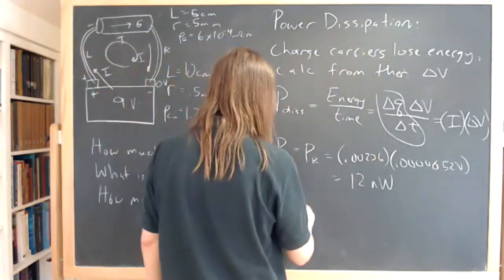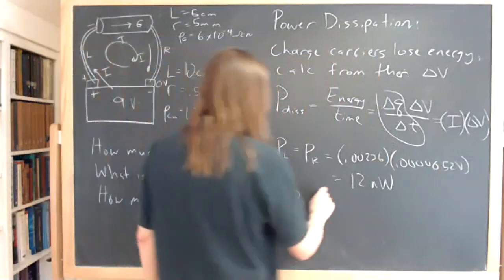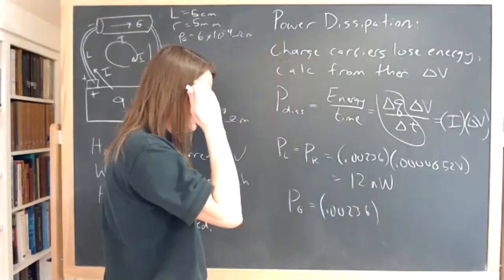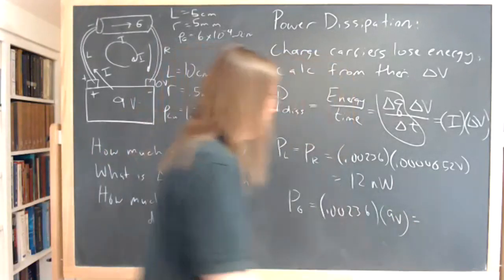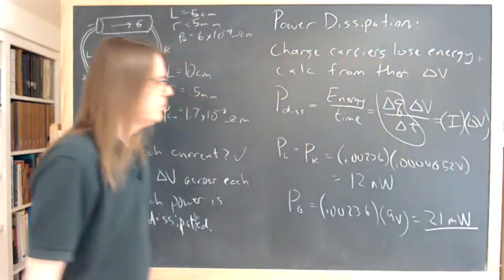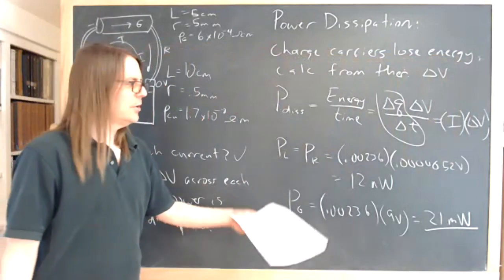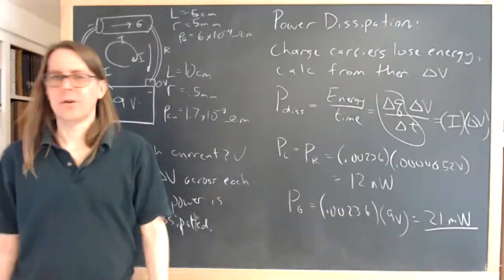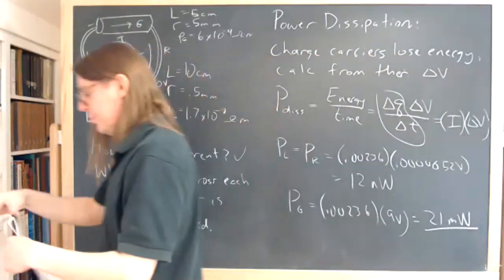But the graphite, where most of the drop of the voltage is, 0.00236 amps, or 2.36 milliamps, times the full 9 volts, essentially loses all the volts, and you get 21 milliwatts. So again, the point of this was to practice these calculations, introduce you to these ideas, but also to show you that you don't have to worry about the wires. Not much is happening in the wires. Okay, so that was the introductory problem.